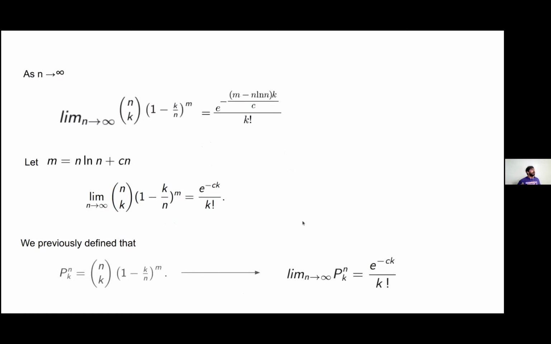Now, as n approaches infinity, as the population or the number of coupons goes to infinity, we see that this limit tends to this term here. And when we substitute m with n log n plus cn, we see that this term nicely simplifies to this small term here, e to the power minus ck divided by k factorial. In the last slide, we've seen that P_n,k is n choose k times (1 minus k by n) to the power m. By substituting the above expression in this term, we see that as n tends to infinity, the probability of this term ends up being e to the power minus ck by k factorial.